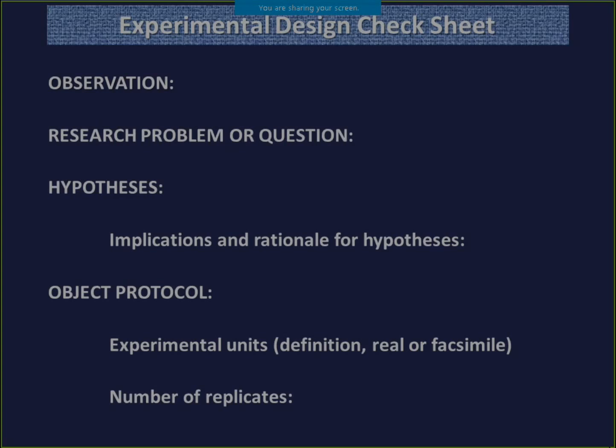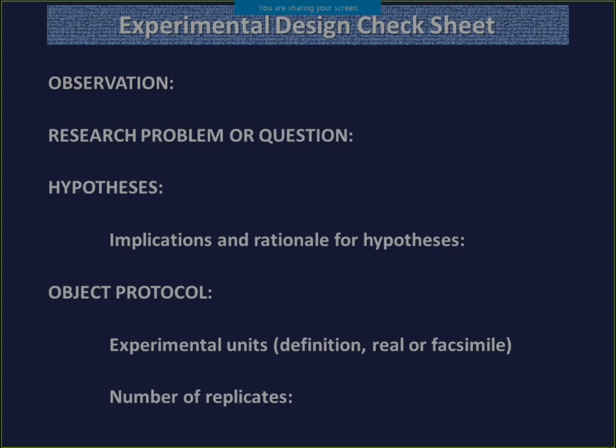The very first thing is to record the observation that led you to undertake the research in the first place. And this section could also include a brief summary of the background and basic facts. Then comes the research problem or question. What is it that you really want to know?